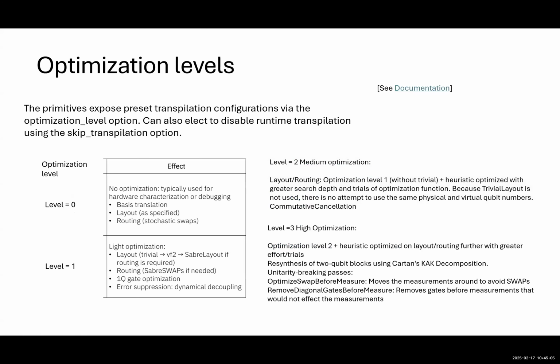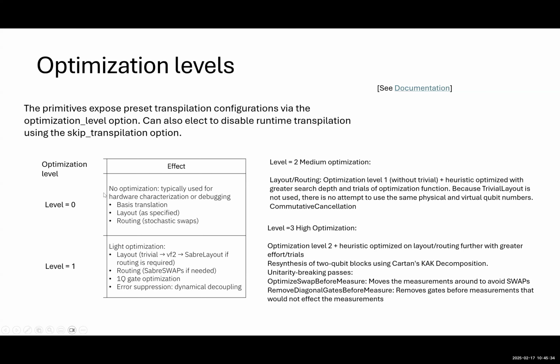So, a short summary of the optimization levels. And also there is an option to disable. This is something I have not explored much, like disable, never use, skip transpilation.